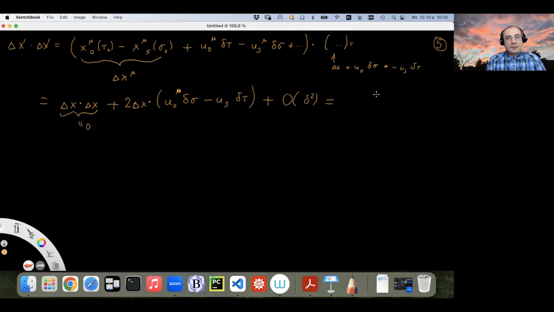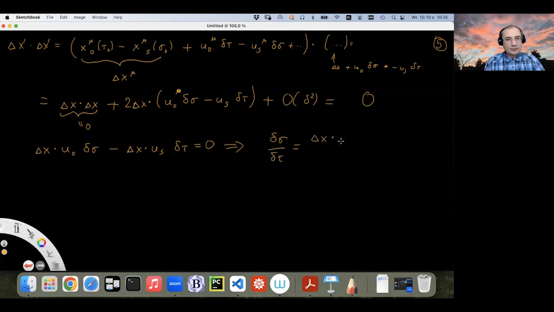By assumptions, that was supposed to be zero, and also delta x prime times delta x prime was supposed to be zero, so we end up with a simple statement that delta x times u_o delta sigma minus delta x times u_s delta tau is equal to zero. And that's a very nice equation. It gives us the relation between delta sigma and delta tau at the leading order, namely delta sigma over delta tau has to be delta x times u_o over delta x times u_s. Is it correct?